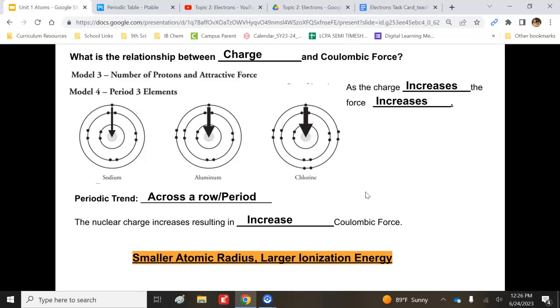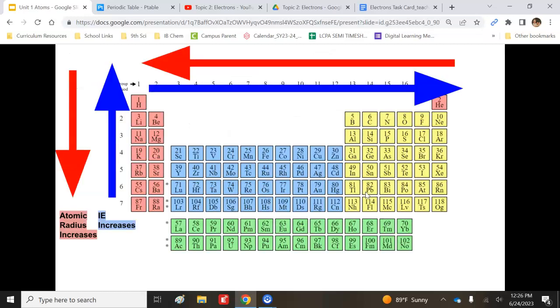And then we're going to have a larger ionization energy. The smaller an atom is, the higher the energy is, because it's going to take more energy to get rid of that electron because they are closer to that center, to that positive charge. They're holding on to them tighter.